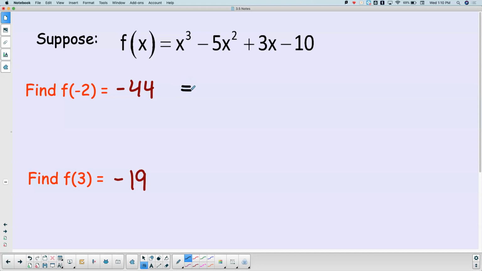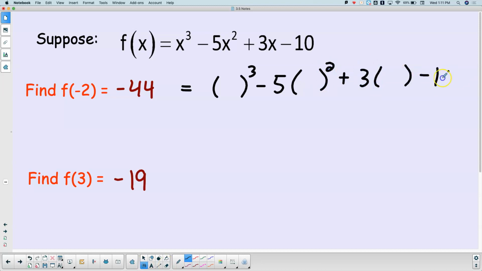How did we come up with negative 44 and negative 19? Plug in negative 2 for all the x's, right? So you said, I'm going to take negative 2 to the cube power, and I'm going to take 5 and multiply it by negative 2 squared. I'm going to have to take 3 times negative 2, and last I'm going to have to subtract 10.